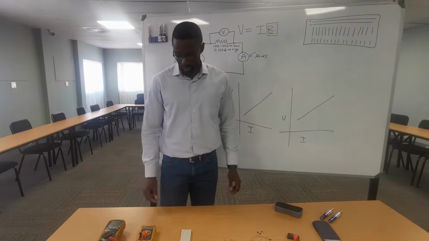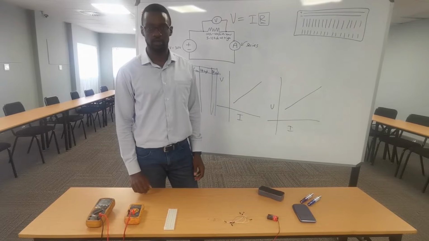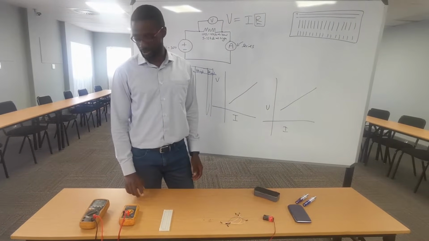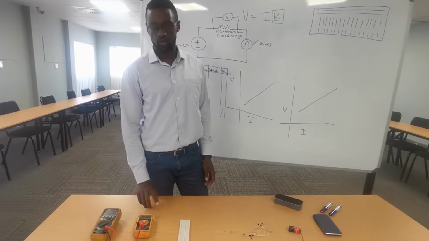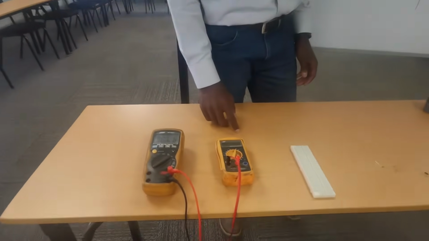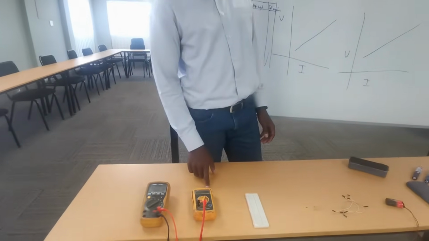Alright, so we're going to be taking a look at now the practical part of this that we're going to be required to do in the practical. It was indicated in the lab guide that you need two measurement equipment, in other words, two multimeters. And you can see here I've got two multimeters that I'm going to connect. One is going to be used as a voltmeter, the other one is going to be used as an ammeter.